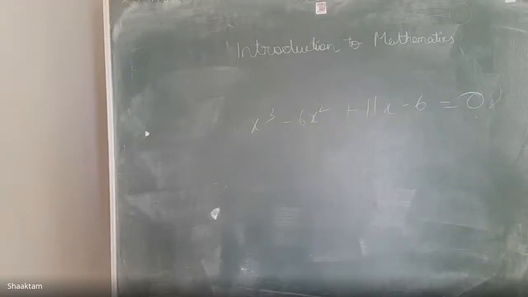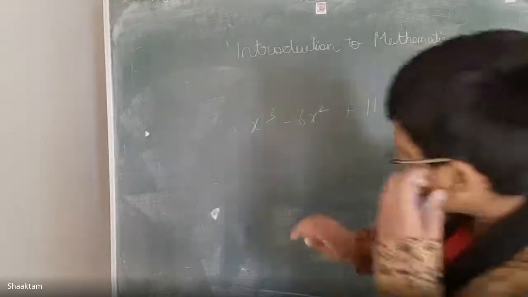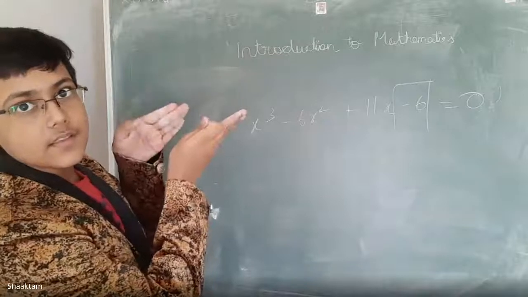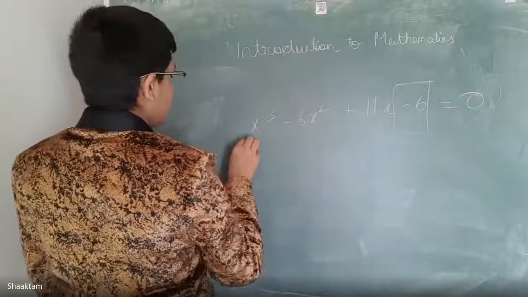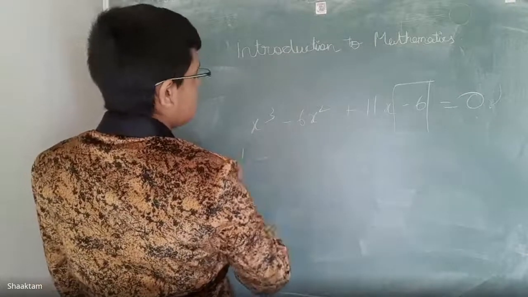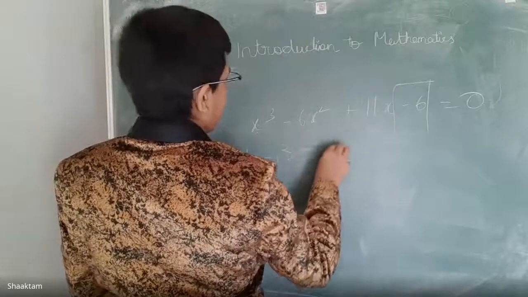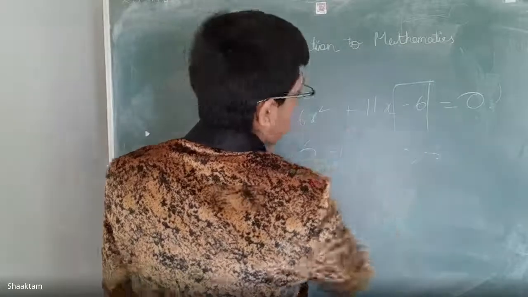Yeah. So what we do in these cases is, see, one factor will be, okay. So we should look at the last constant term, which is minus 6. So the factors of minus 6 will be plus 1, plus 2, plus 3, plus 6, minus 1, minus 2, minus 3, and minus 6.